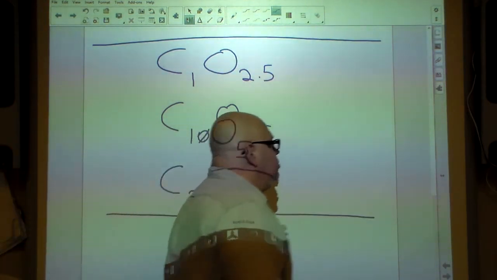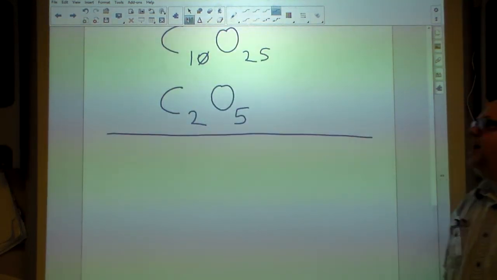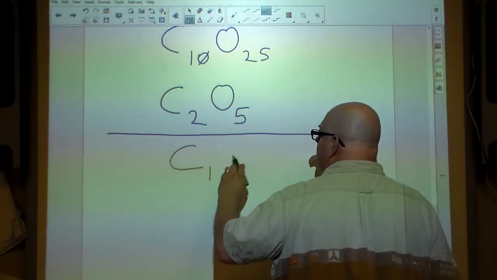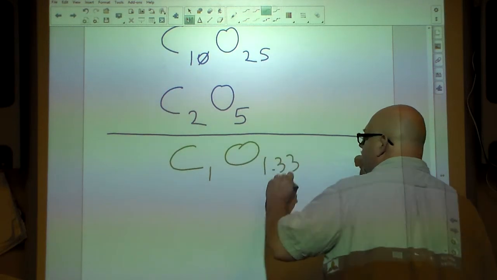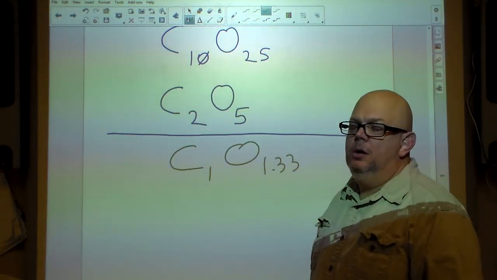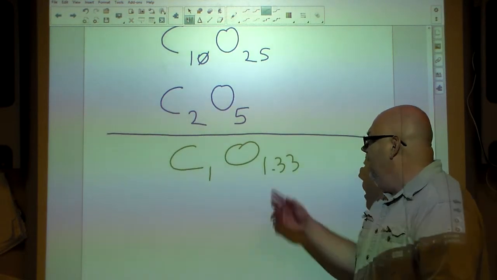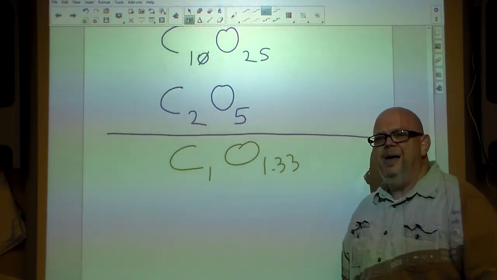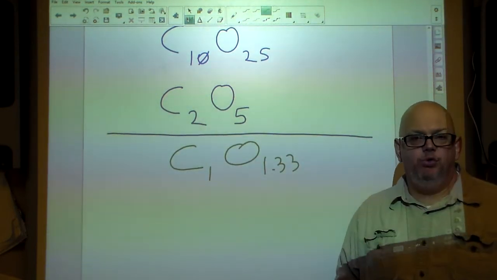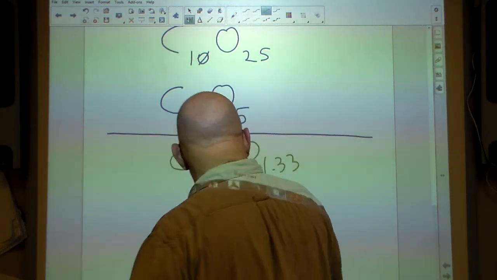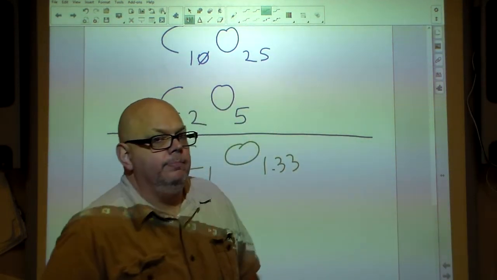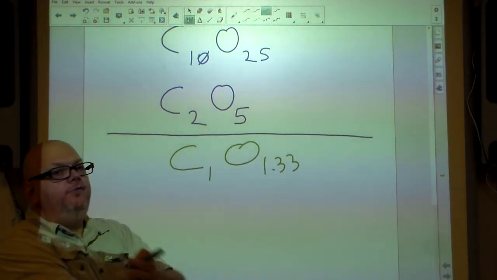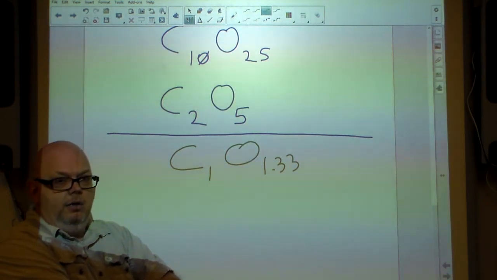Now, what about a situation where it isn't that easy? Let's say I have another scenario here where I've got C1O1.33. Oh gosh, you've got to be kidding me. I can't round up, I can't round down. If I multiply by 10, I'm going to get 13.3. This isn't going to work. How do I make this a whole number? Here's something to think about. 0.33 is 1/3 of something. What if we multiplied it by 3?